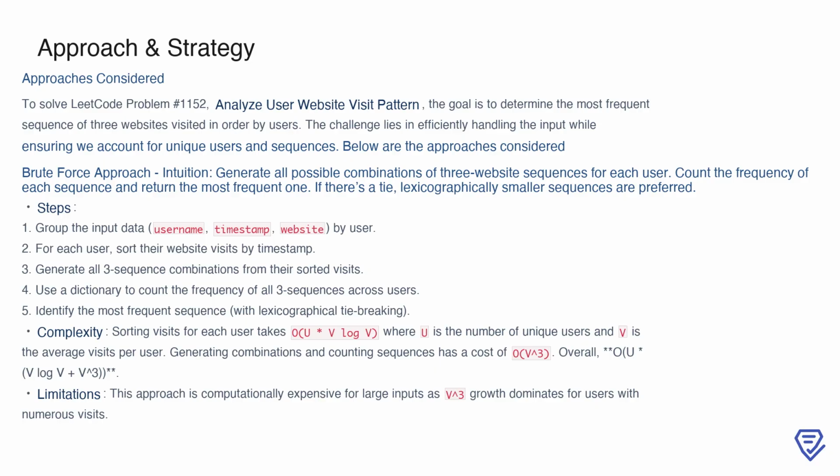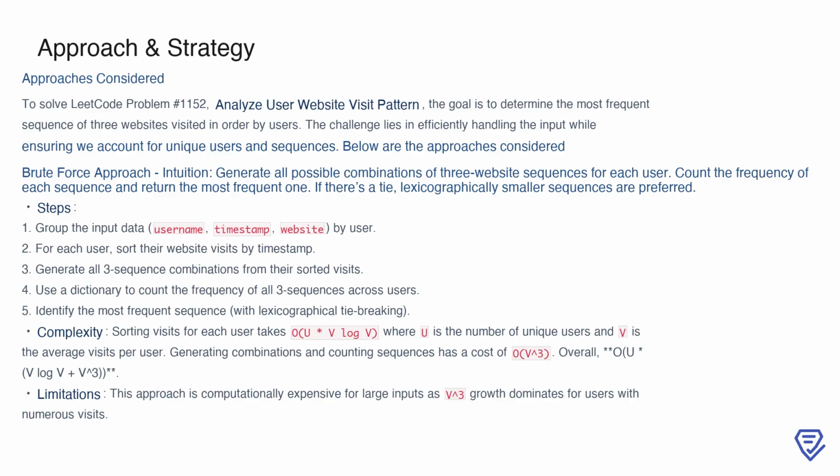The steps include grouping input data by user, sorting each user's website visits by timestamp, generating all possible 3 sequence combinations for each user, and then using a dictionary to count the frequency of these sequences globally. Finally, we identify the most frequent sequence.